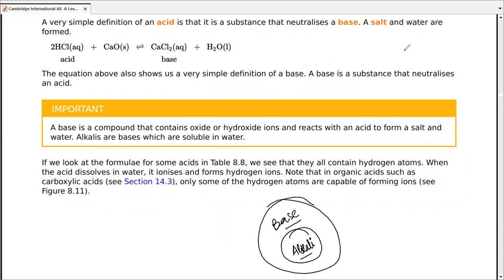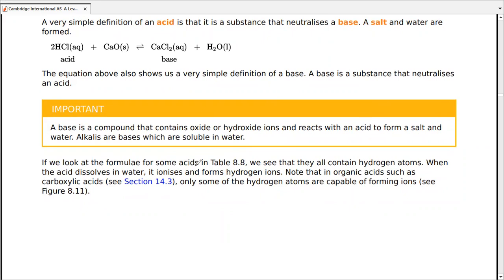Now, moving further, अगर हम कुछ acids के formula table 8.8 में देखें, we're going to see that they all contain hydrogen atoms. Acids को water में dissolve करें, ये ionize होते हैं, hydrogen ions form करते हैं, and then the anions, whatever the possible anions are with them. नोट करें कि ऑर्गेनिक एसिड्स जैसे कि कार्बोक्सिलिक एसिड्स हैं, उसमें से सिर्फ कुछ हाइड्रोजन एटम्स केपेबल होते हैं कि वो आयंस बनाएं, सब हाइड्रोजन एटम्स एसिडिक नहीं होते.